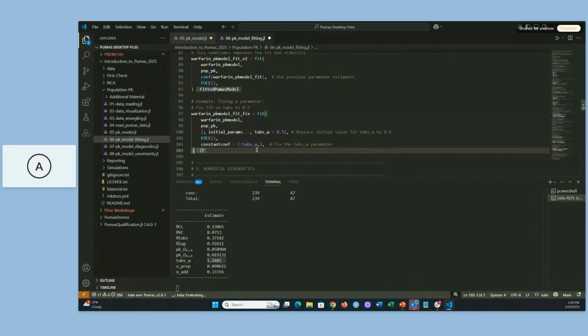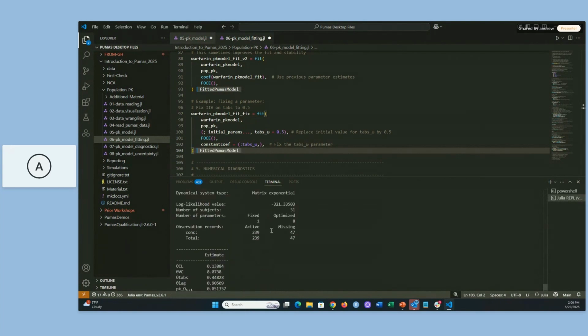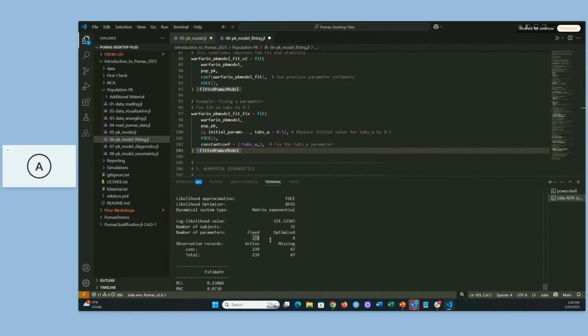So when we run our quick fitting here, again, it's checking the initial parameter estimates. Now, when we look up here, there was one fixed variable, and that is our omega tabs.